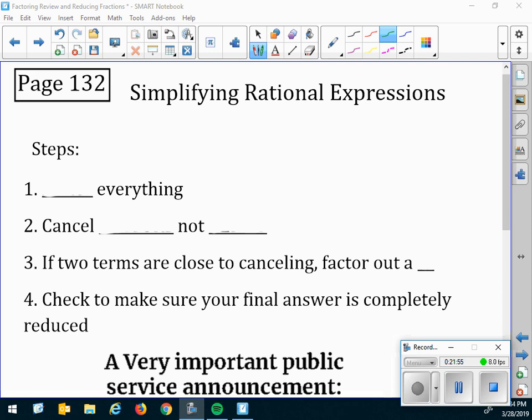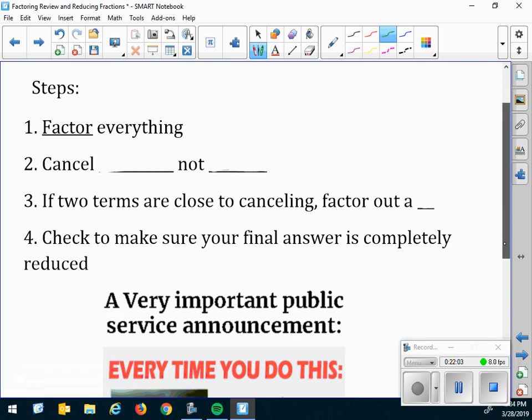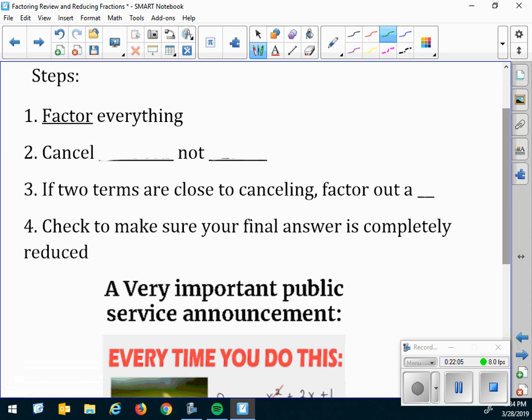Step 1, when you are simplifying a rational expression, factor everything. We're going to cancel factors, not terms. I'll show you in a minute. If 2 terms are close to canceling, factor out a negative. Now I'm going to show you what I'm talking about there.